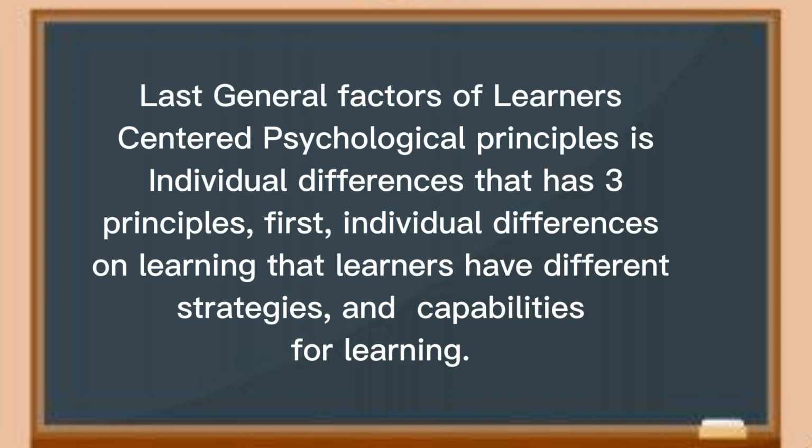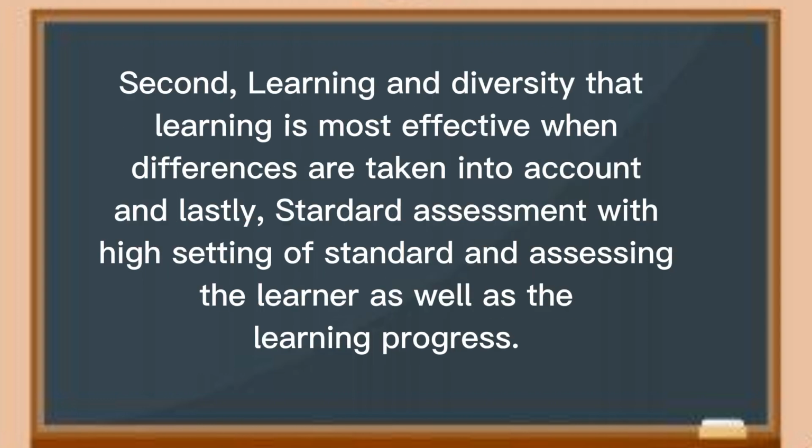The last general factor of learner-centered psychological principles is individual differences that has 3 principles. First, individual differences in learning, that learners have different strategies and capabilities for learning. Second, learning and diversity, that learning is most effective when differences are taken into account. And lastly, standards and assessment, with high setting of standards and assessing the learners as well as the learning progress.